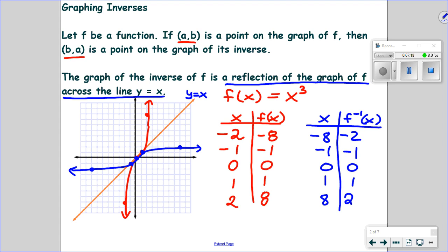Hopefully you recognize that graph as another one of our parent functions. The inverse of x cubed is the cube root of x. So, you've been using inverse functions all along when you're solving equations. Like when we say, how do you undo an x cubed? You cube root both sides. You basically are using inverses to undo each other.